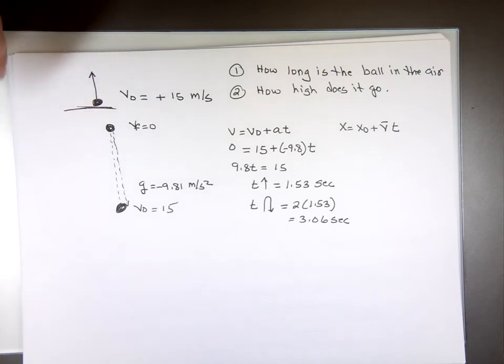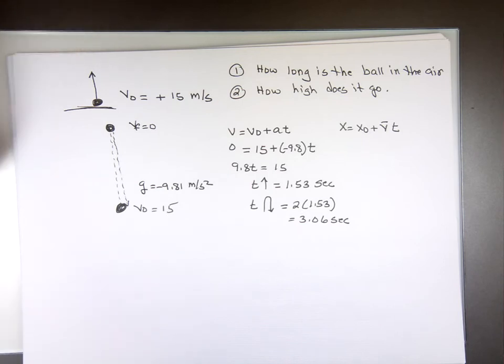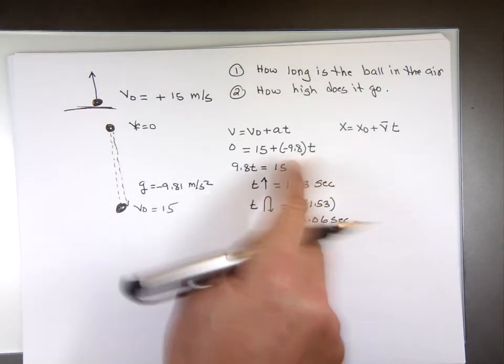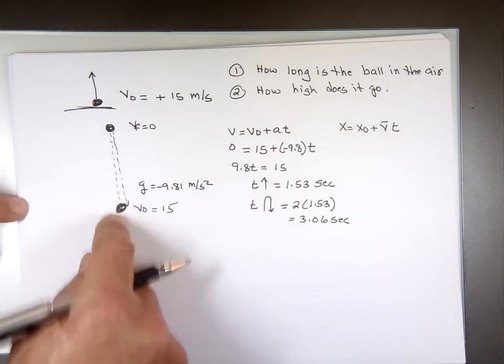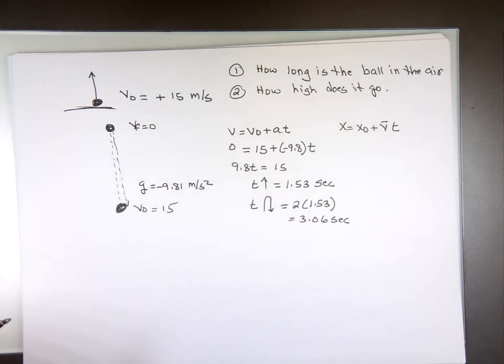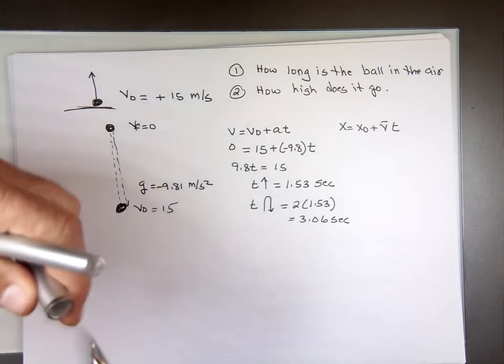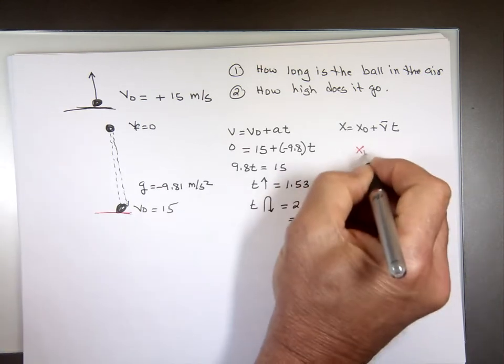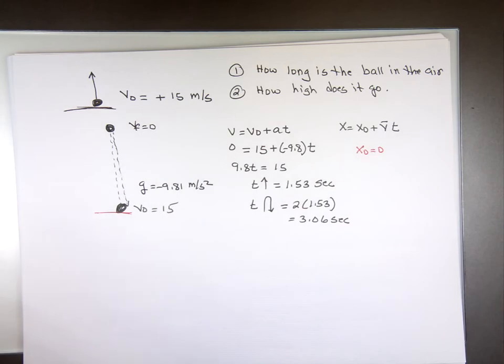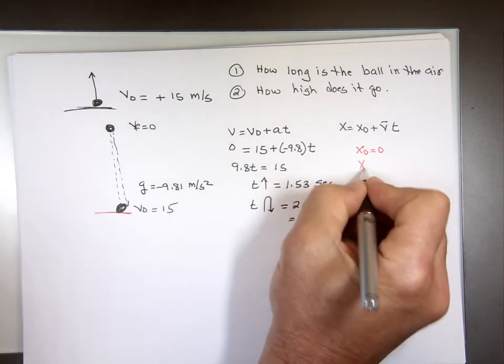Now the second question, how high does it go? Distance I'm looking for. So I got to use that equation. This doesn't help me. This doesn't have any distance in it. I need to know what x is, how high. Here's what I know. I know that the initial position, I'm going to use this as reference to measure the height from it. That's 0. I don't know how high does it go. That's unknown. I'm looking for it.